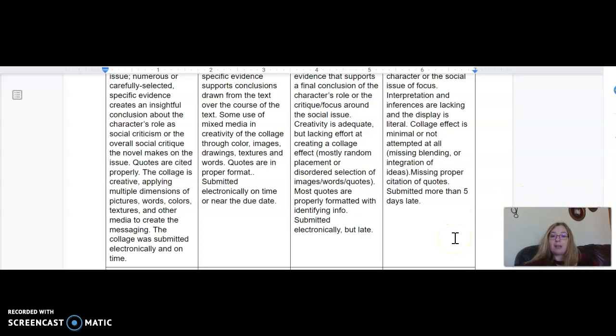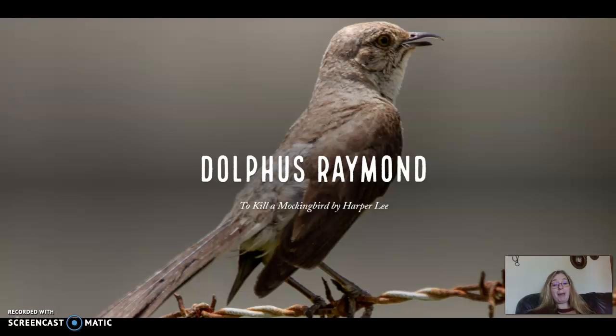Now we're going to take a look at my model, and I'm going to briefly talk about it and look at the different components, and we'll compare them to the rubric. Now you'll remember back as we were looking at the rubric that you needed to have your character's name in the center. You'll see I have Dolphus Raymond. That's who I'm choosing for the novel To Kill a Mockingbird by Harper Lee.